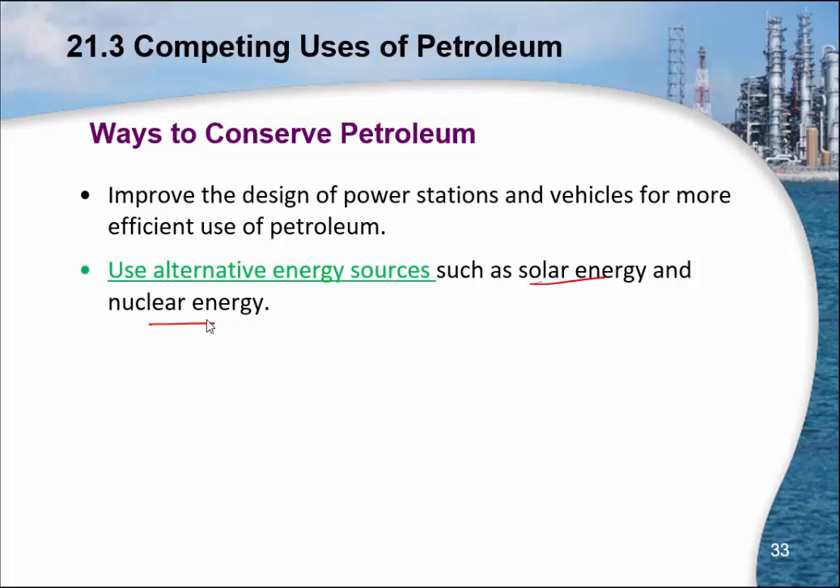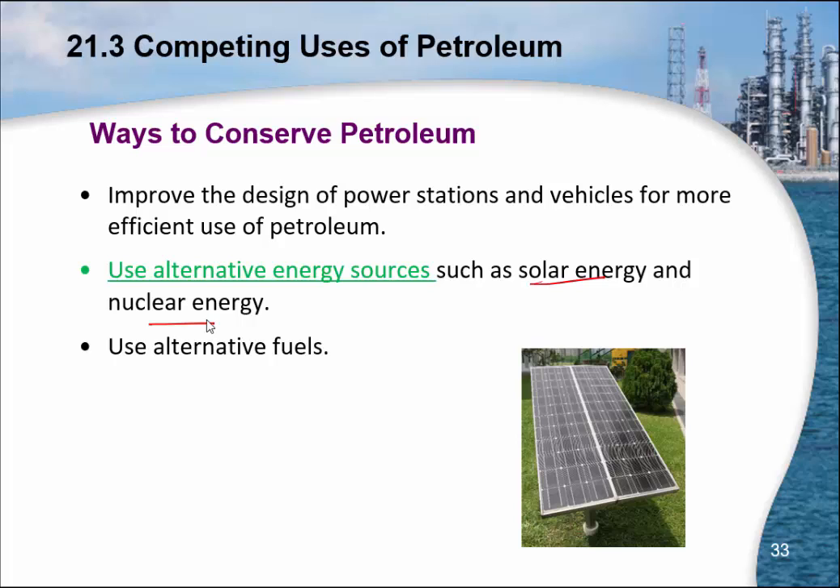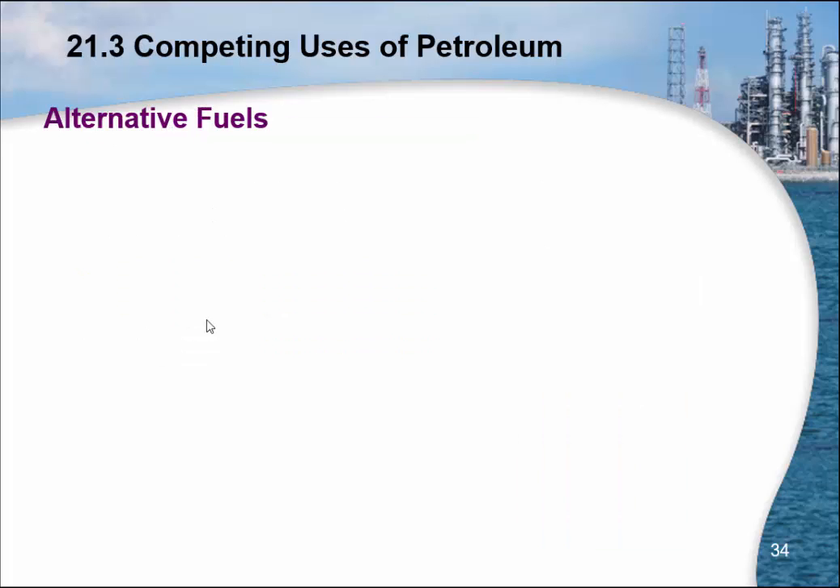But we know that using nuclear energy, even though it can produce a lot of energy, there's a high risk. If the nuclear power plant has any incident, it can be very deadly to a small country like Singapore, because there's no way you can escape the radiation. And of course, solar energy is a very good alternative kind of energy, or you can even use alternative fuels.